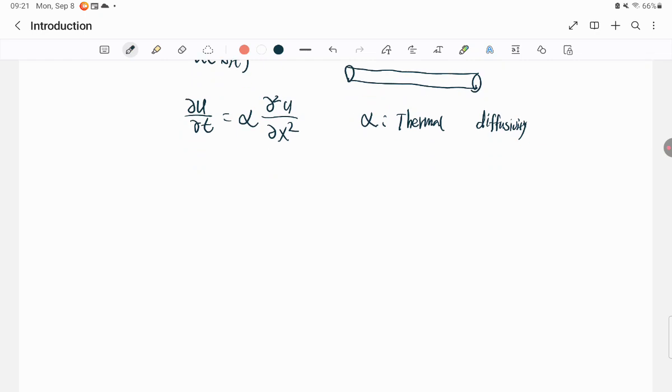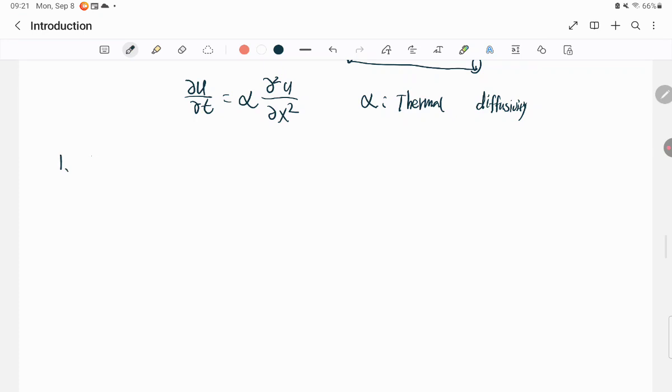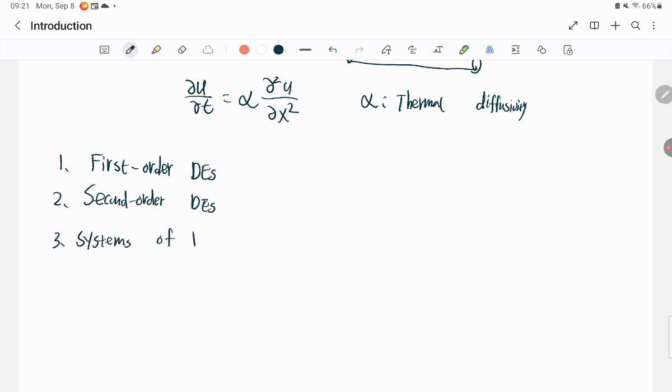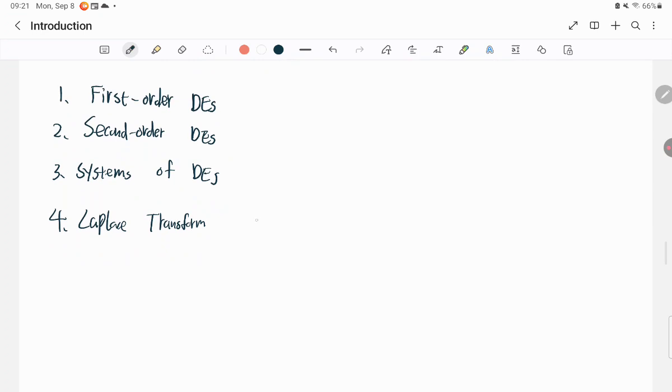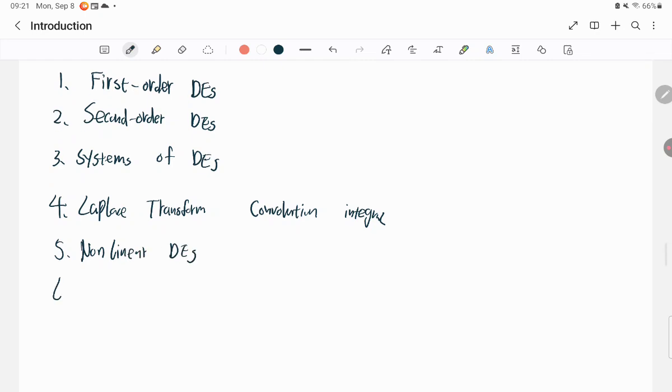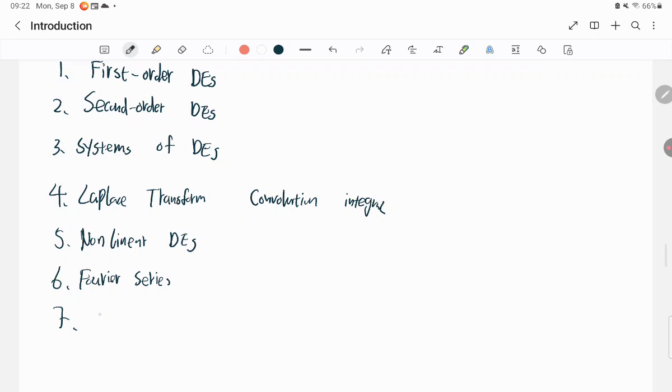In this course, we'll cover many topics like first order differential equations, second order differential equations, and systems of differential equations, Laplace transform, and convolution integral, also nonlinear differential equations, Fourier series, and a short introduction to PDE, and many more topics.